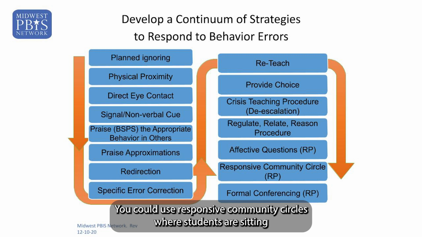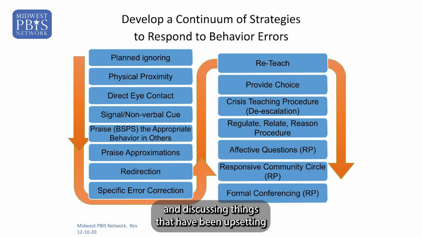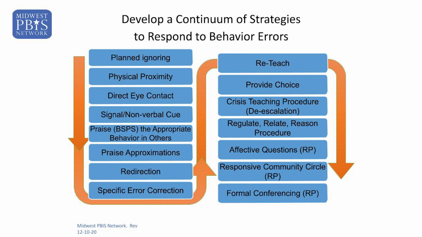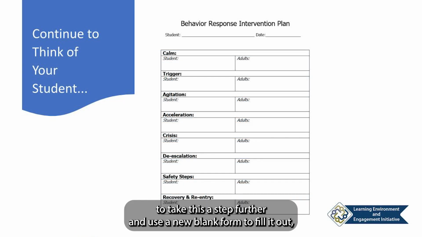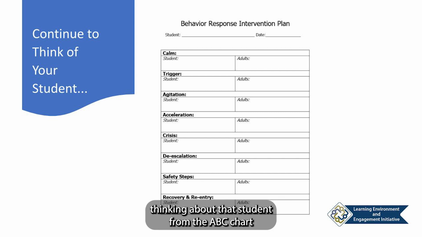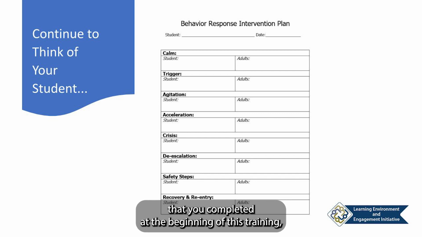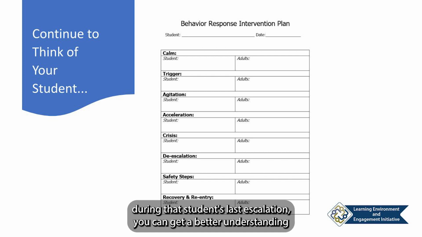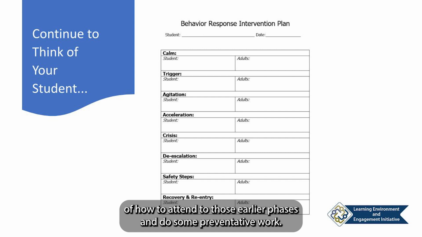You could use responsive community circles where students are sitting and discussing things that have been upsetting in their school day, or formal conferencing, which is a little more one-on-one version of that same thing. I encourage you to take this a step further and use a new blank form to fill it out thinking about that student from the ABC chart that you completed at the beginning of this training. Hopefully, by dissecting what was going on during that student's last escalation, you can get a better understanding of how to attend to those earlier phases and do some preventative work.